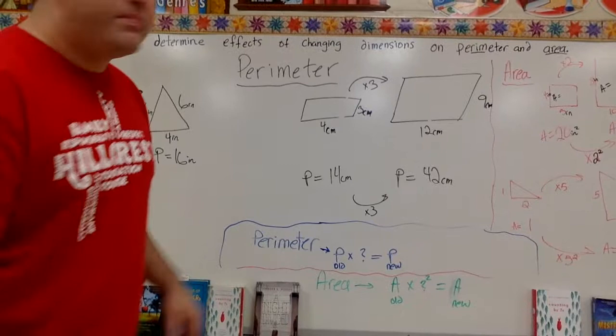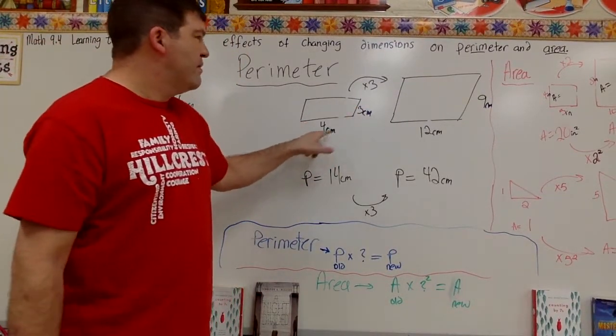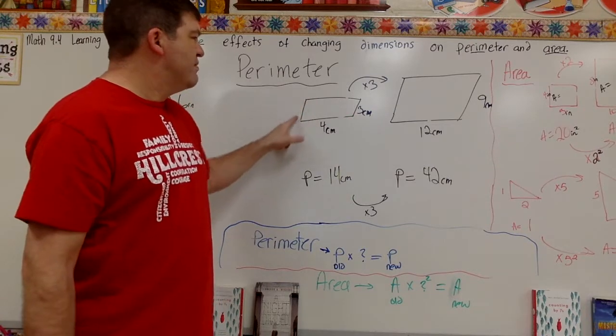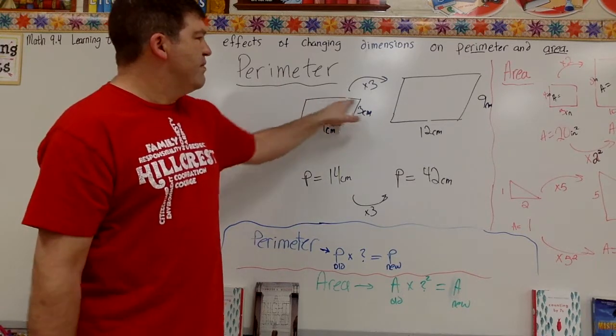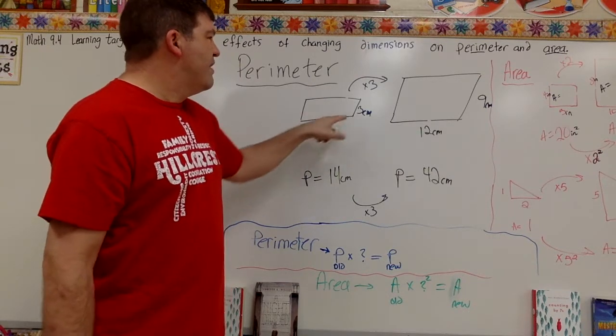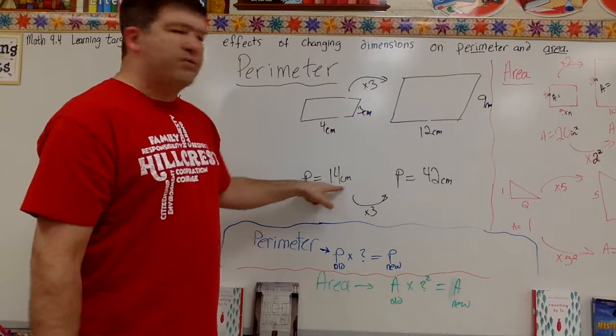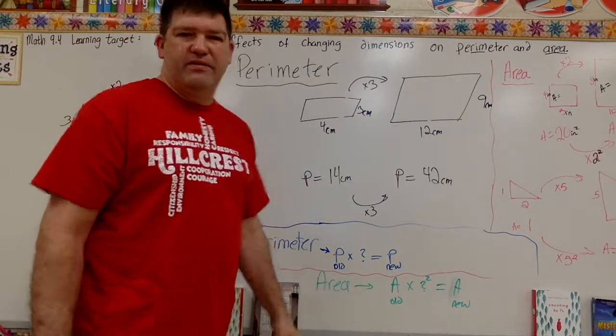I have a parallelogram here. This one is a 3 by 4. So this is 3, we know this is 3, and if this is 4, we know this is 4. So I could add up the perimeter. 4 plus 4 is 8, 3 plus 3 is 6, 6 plus 8 is a perimeter of 14 centimeters.